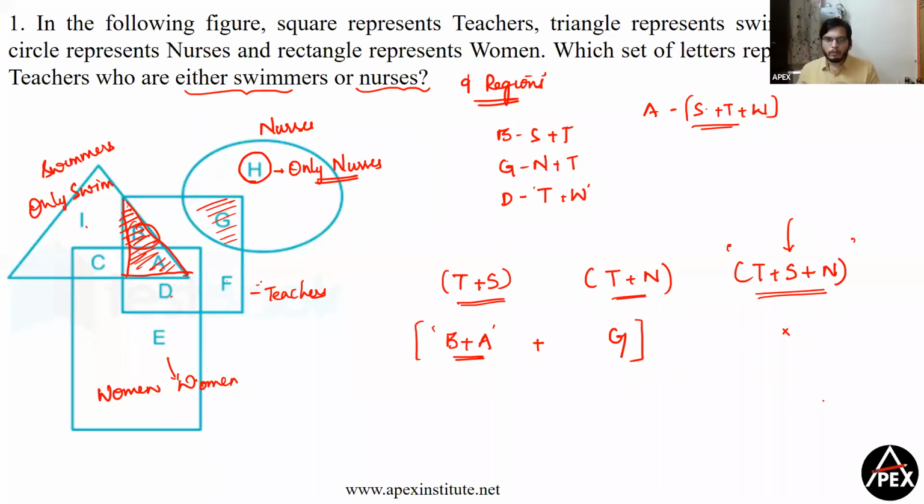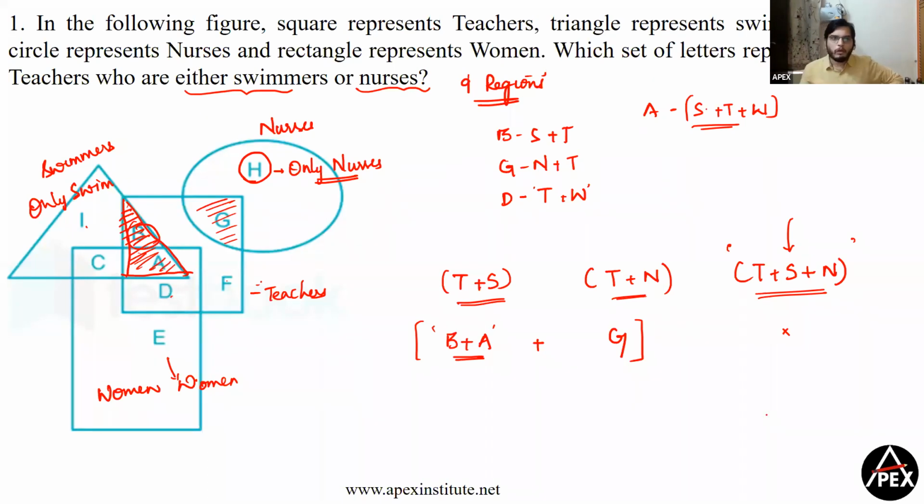Because the question asks which set of letters represent teachers who are either swimmers or nurses. Did it specify that the teacher should be women? No, the teachers can be either men or women. There is no mention of gender, isn't it? BAG can be in any order.